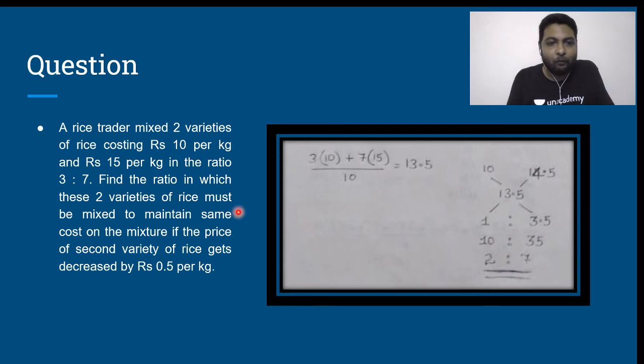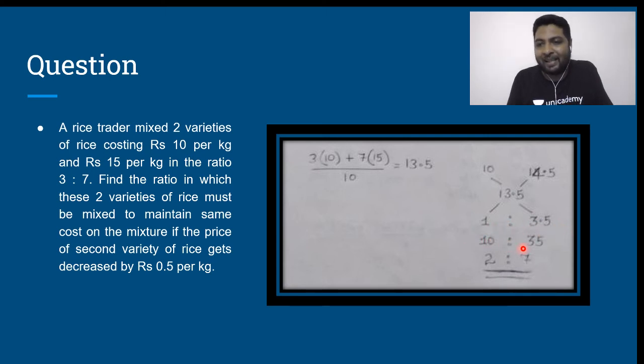Now the question asked is, in what ratio should we mix the two varieties such that the cost of the mixture does not change? So the cost of the mixture is still 13.5. The first variety costs rupees 10 per kilo and the second variety costs rupees 14.5. Why 14.5? Because it decreased by 0.5. So 10, 14.5 and the average is 13.5. Go by the diagonal. 13.5 minus 10, 3.5. 14.5 minus 13.5, 1. Therefore, the ratio will be 1:3.5.